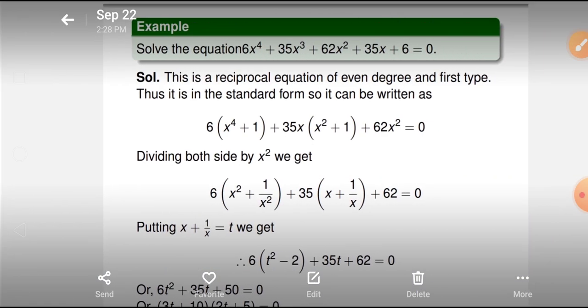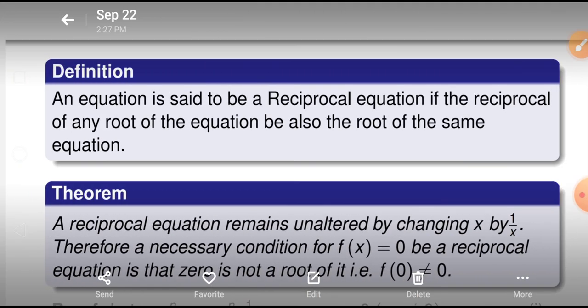Here we have four types of equation: odd degree and opposite sign, odd degree and same sign, even degree and opposite sign, and even degree and same sign. These four types of equation have different factors. Now we see the example.